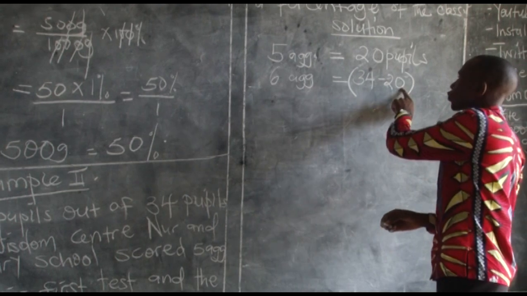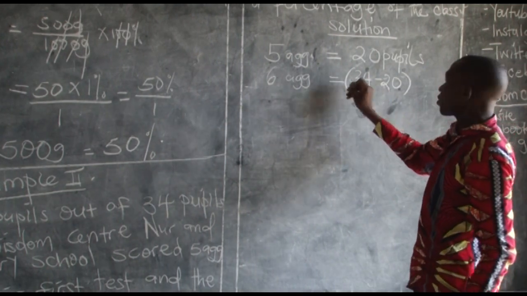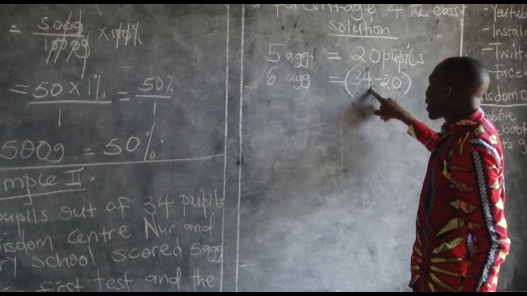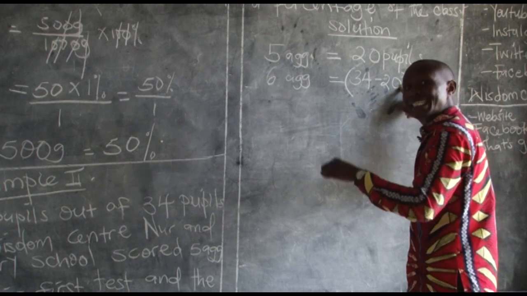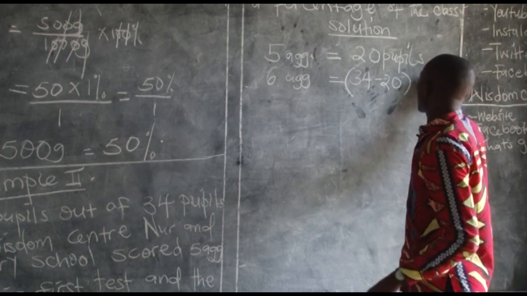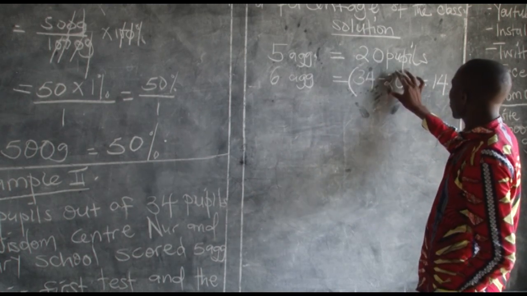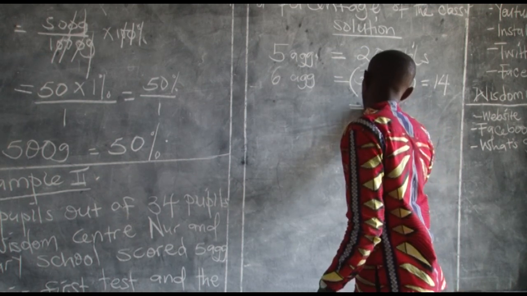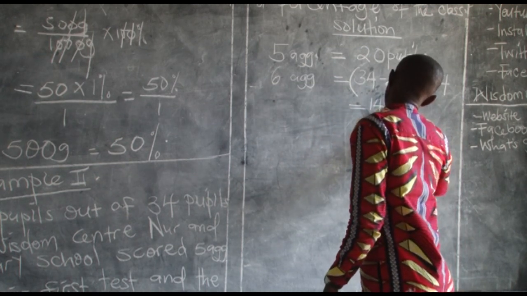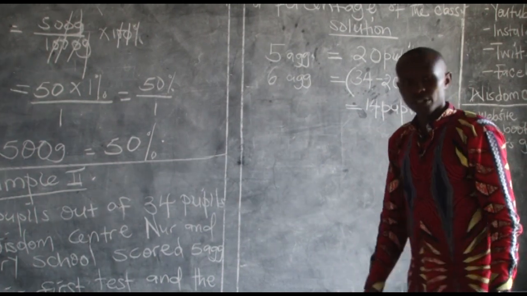Why are we subtracting 20? The whole class, they were 34. Out of 34, 20 scored 5, meaning that the rest scored 6. And how many were they? They were 14. When you get 34 minus 20, we shall have 14. So we shall say 14 pupils scored 6 aggregates.